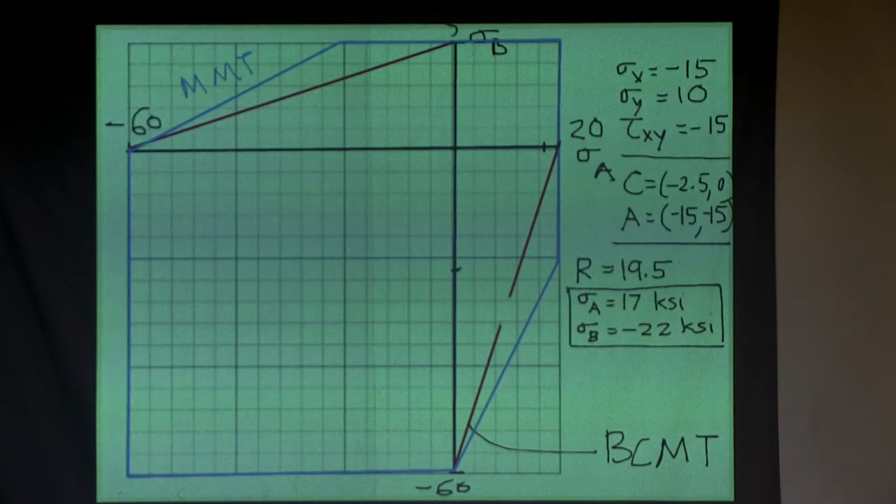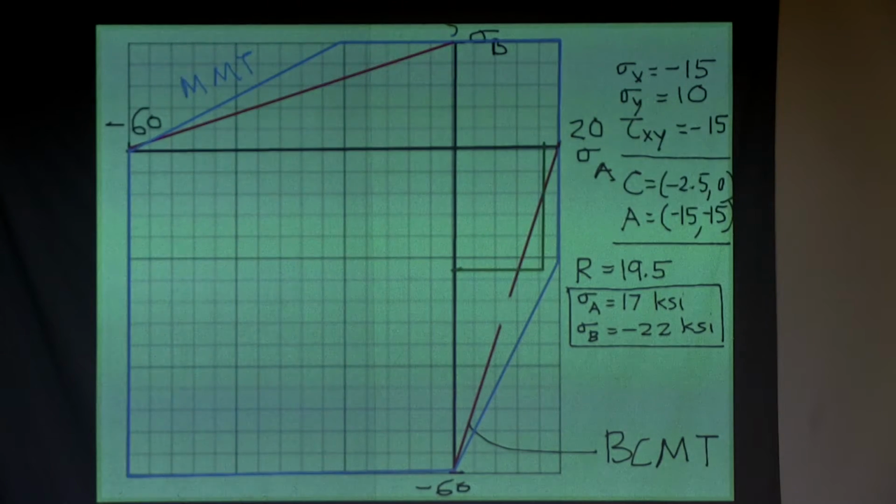That point is therefore right there at the intersection of those two green lines. So you can mark it. Yep, right there. So what does that mean? That means it's unsafe according to BCMT, but it's safe for a safety factor of 1.5 according to MMT. It plots inside the cyan area, but it plots outside the red area.